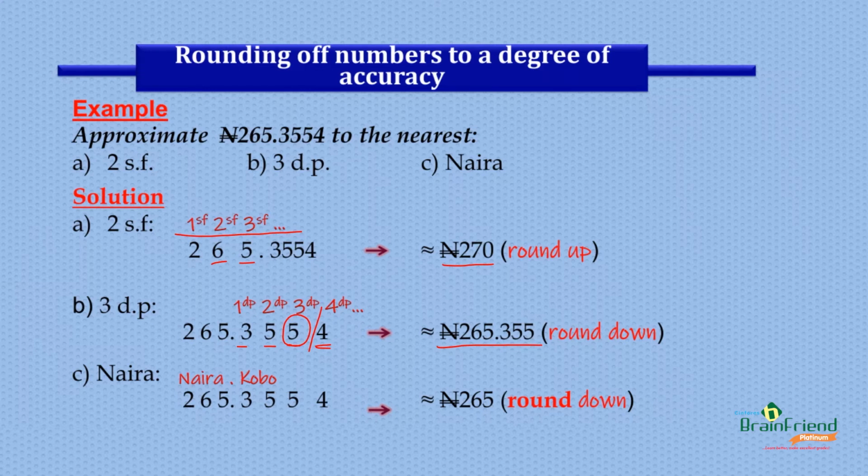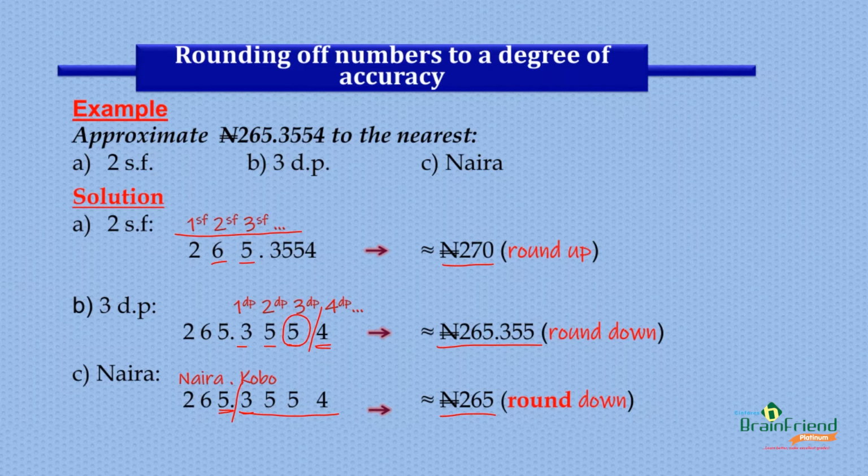And lastly, we are expected to approximate to the nearest naira. You realize that the digits after the decimal point are in fractions of naira, so they are in kobo. Now, to the nearest naira means our target is going to be the number 5. The number to the right of 5 is 3. As a result, we have to round down. So we cut off these numbers and then our result becomes 265 naira.